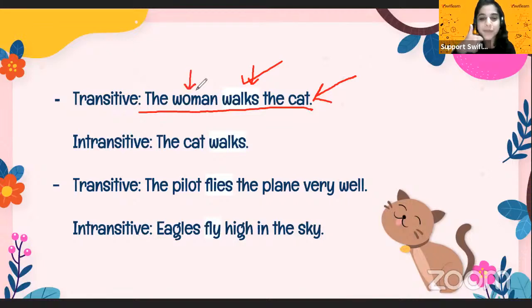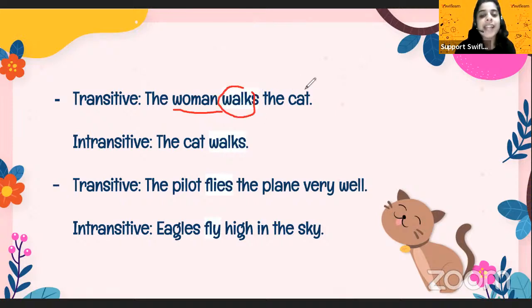Thumbs up for you. Yes. So woman is the subject because woman is doing the action. Walks is the verb and cat is the object. Now here I have an object which means it is a transitive verb. The verb walks is a transitive verb. Now let us try and make it intransitive.